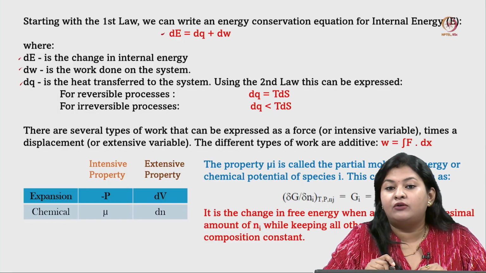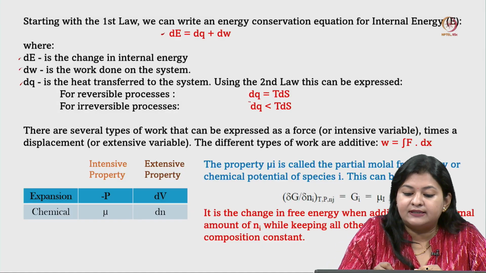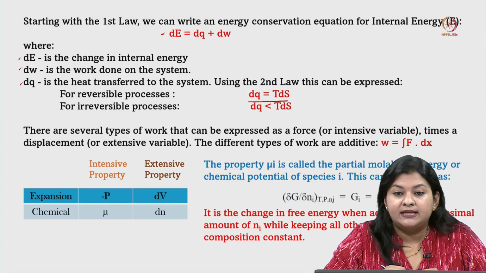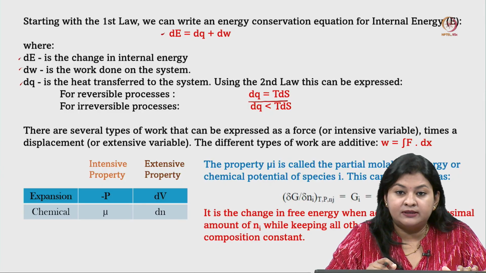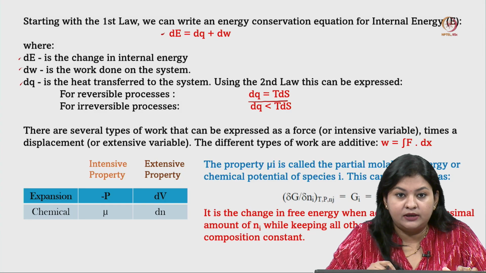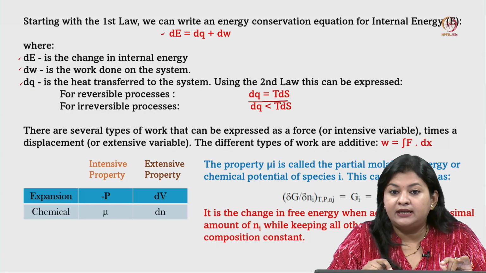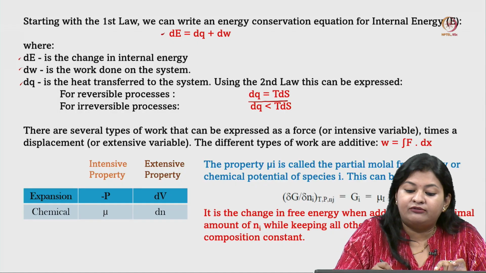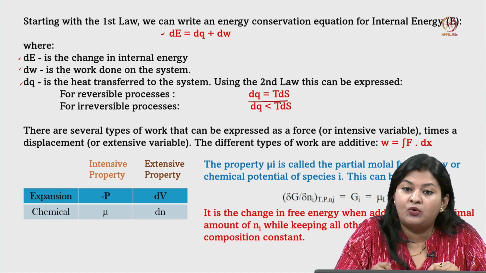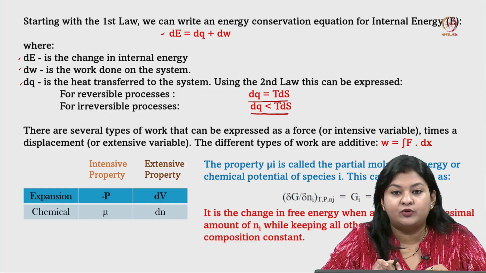Then, using the second law of thermodynamics, which talks about entropy, we have the second equation, that is dq is equal to T into dS. For reversible processes, dq is equal to T dS, and for irreversible processes the heat energy is less than T dS. Therefore, you have to apply some more energy to make this a forward reaction. That is why it is an irreversible process.